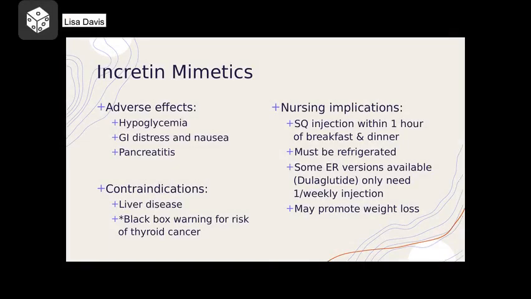Adverse effects with our incretin mimetics include hypoglycemia, GI distress, and pancreatitis. The incretin mimetics like exenatide should not be given to patients that have liver disease, and they also include a black box warning for thyroid cancer. As far as nursing implications, this medication is also going to be an injection. It should be given within 1 hour of breakfast and dinner. It has to be kept in the refrigerator.